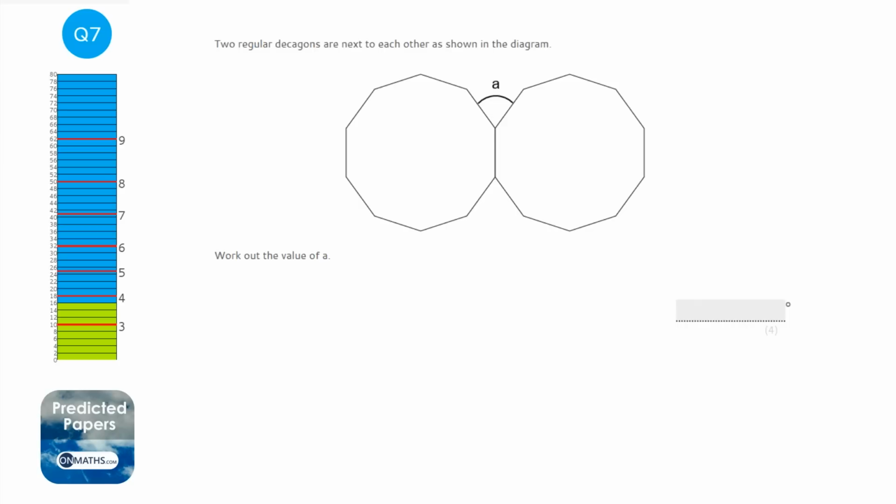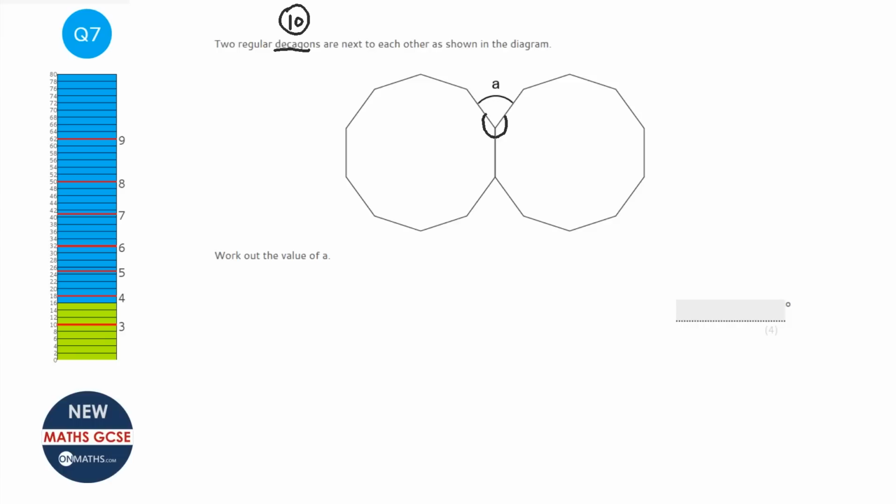So this question looks quite complicated at first, but actually there are two very simple-ish ways of doing it. We've got 2 decagons, and that means they are 10-sided, and you can just count the sides if you want, but if it says it's a decagon, I trust it. What we can do is work out the interior angles of the decagons. They'll be the same, so I can just work out 1 and then double it, and then take that away from 360 to work out A. And that's absolutely fine, that'll get you the right answer.